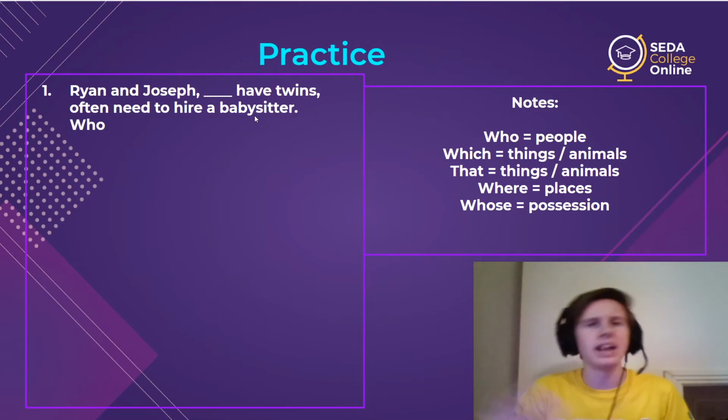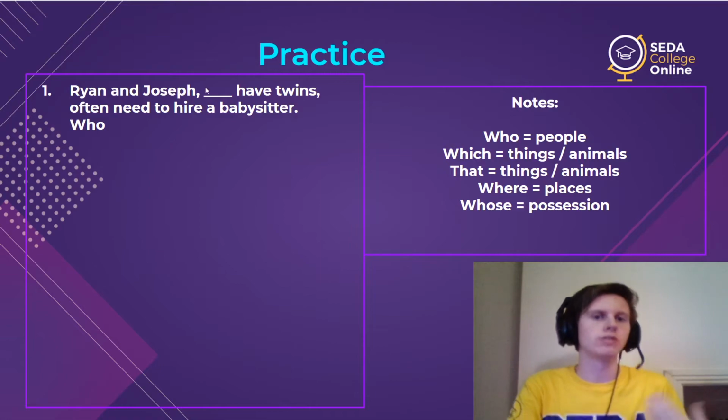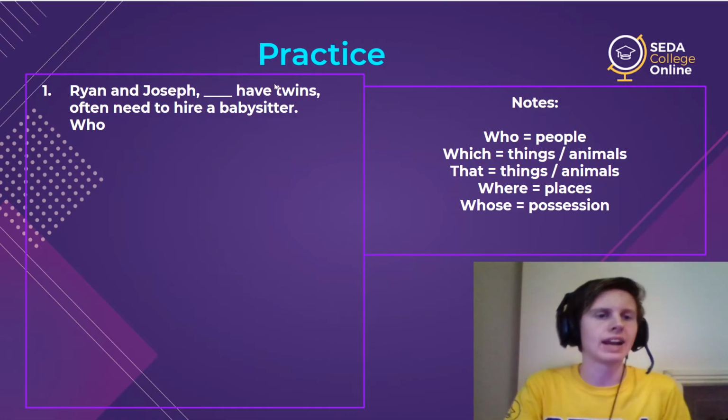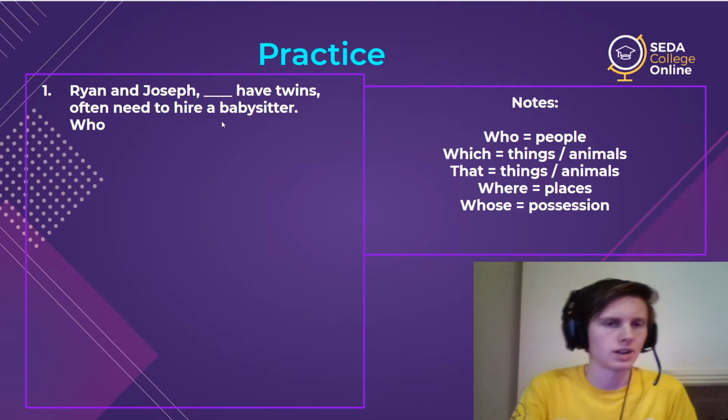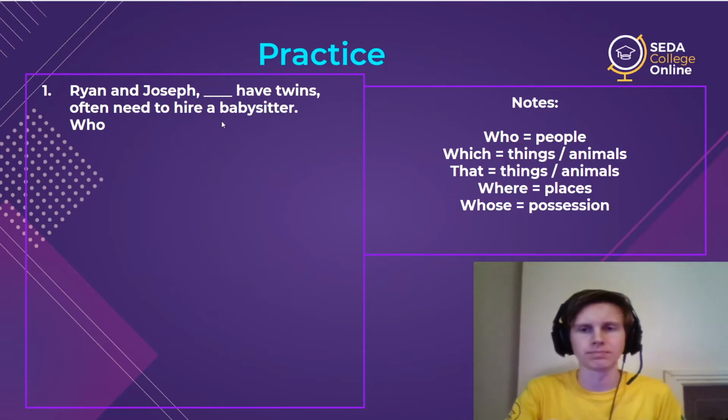But maybe I want to say why. Maybe I want to add information. So I can use the relative clause: Ryan and Joseph, who have twins. Oh, that's why. That's why they often need to hire a babysitter. So that's that extra information we're adding.